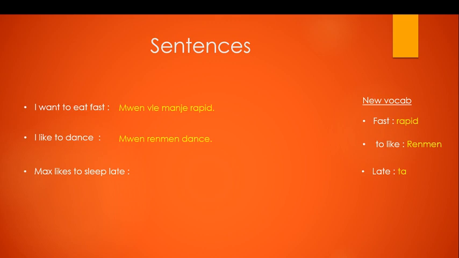Another sentence. We speak Creole. Do you remember how to say we in Creole? We in Creole is nous. How do I say to speak in Creole? To speak is parler. So when we put that together, we speak Creole, it would be nous parler Creole.